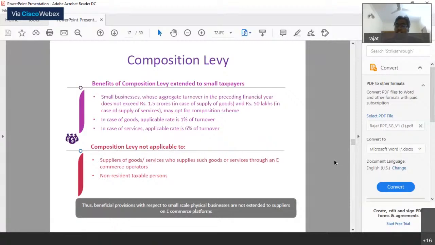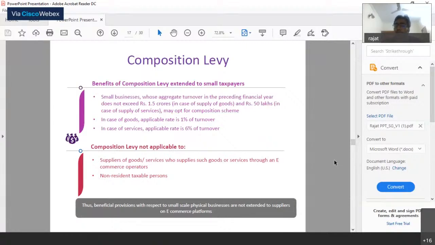What is the composition scheme? You don't pay tax on every supply, but at the end of the year, you pay 1% tax on the overall turnover. And in case of supply of services, the applicable rate is 6% of the turnover. This reduces the compliance burden. You don't have to file periodic returns, and the overall compliance burden reduces significantly if you pay under composition levy.